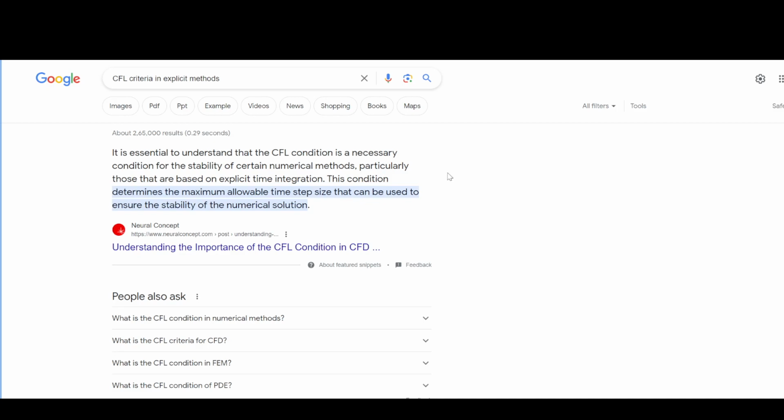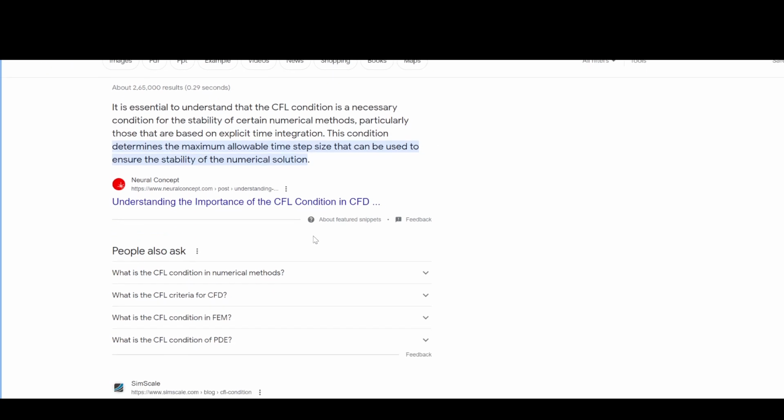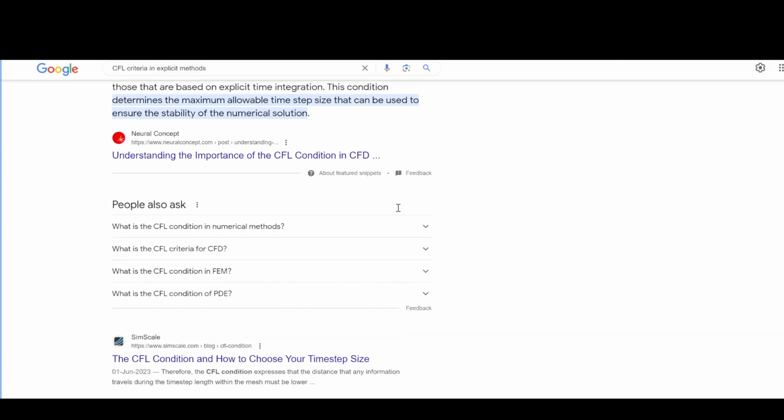It is essential to understand that the CFL condition is a necessary condition for the stability of certain numerical methods, particularly those that are based on explicit time integration. So the explicit is, we know, conditionally stable. This condition determines the maximum allowable time step size that can be used to ensure the stability of the numerical solution.